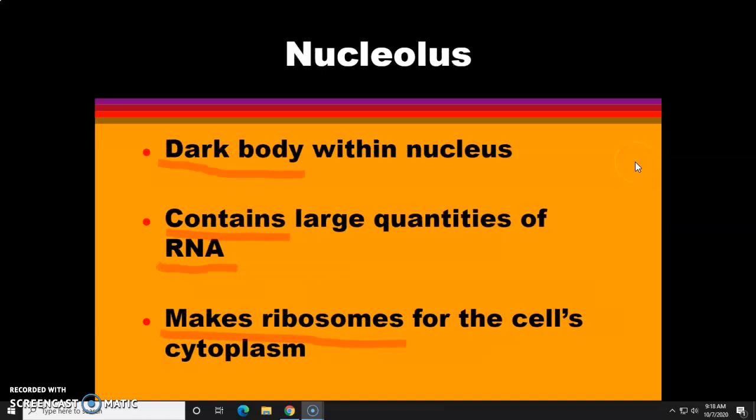And then you have the nucleolus. You'll hear this pronounced a couple of different ways. Sometimes you hear it called the nucleolus, and sometimes you hear it called the nucleolus. And it's a dark body in the nucleus, and it has large amounts of RNA, and it makes ribosomes for the cell's cytoplasm.